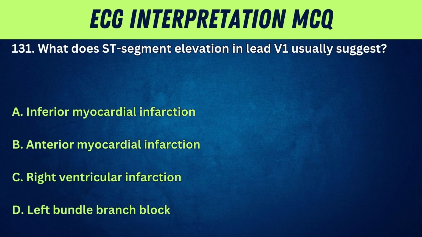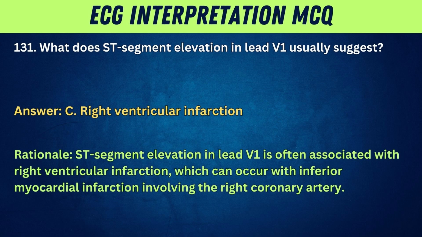131. What does ST segment elevation in lead V1 usually suggest? A. Inferior myocardial infarction. B. Anterior myocardial infarction. C. Right ventricular infarction. D. Left bundle branch block. Answer: C. Right ventricular infarction. Rationale: ST segment elevation in lead V1 is often associated with right ventricular infarction, which can occur with inferior myocardial infarction involving the right coronary artery.